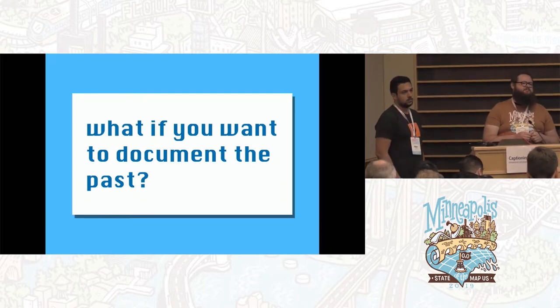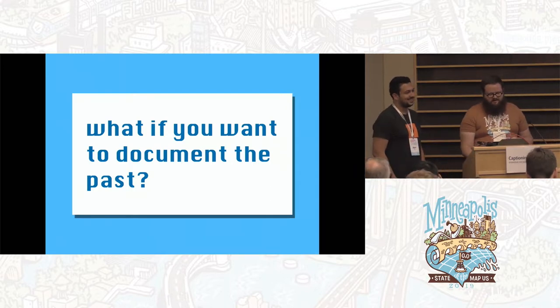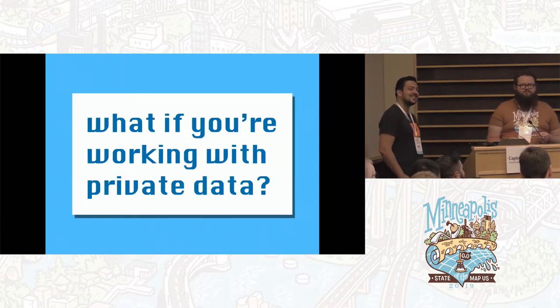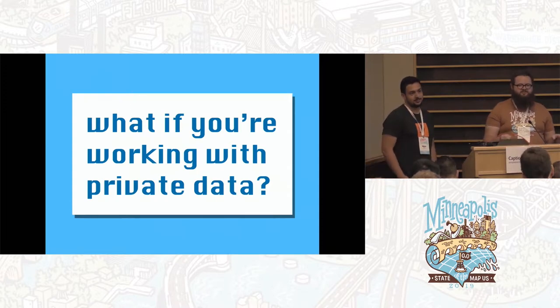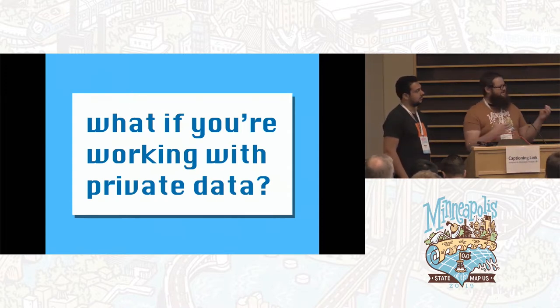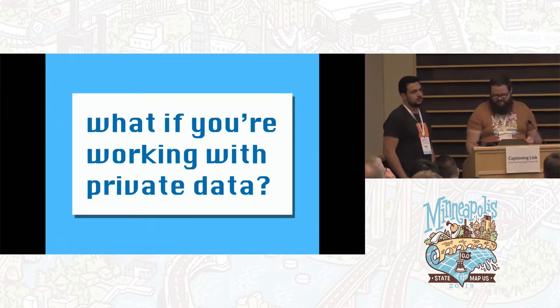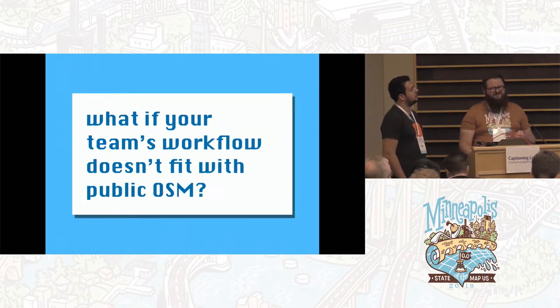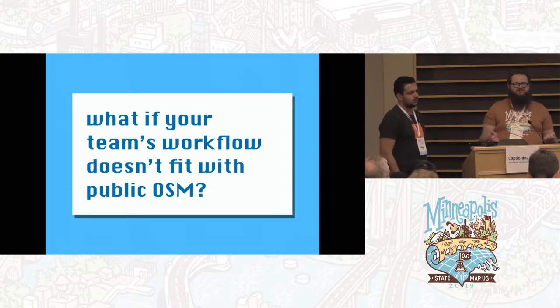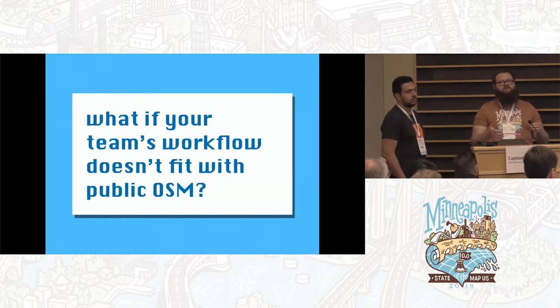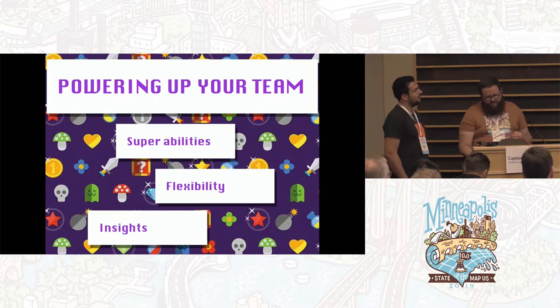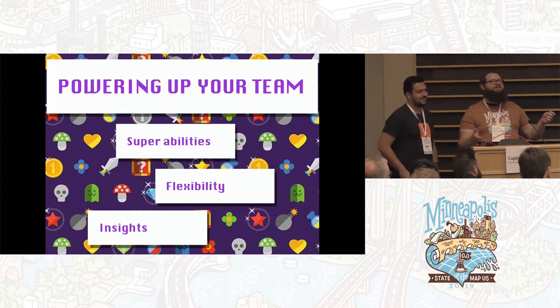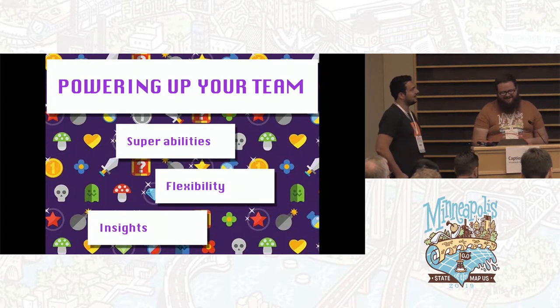But what if you want to document the past? Or what if you want to document the future? What if you're working with private data that has no business being on OpenStreetMap, and you have to balance using different kinds of tools and trying to fit it into a workflow that you already use with OpenStreetMap? And what if your team's workflow doesn't fit with OpenStreetMap at all? What if you're doing things that just don't make a lot of sense for trying to fit into public OSM? We've got some ideas for you if your use cases fit what I'm describing.